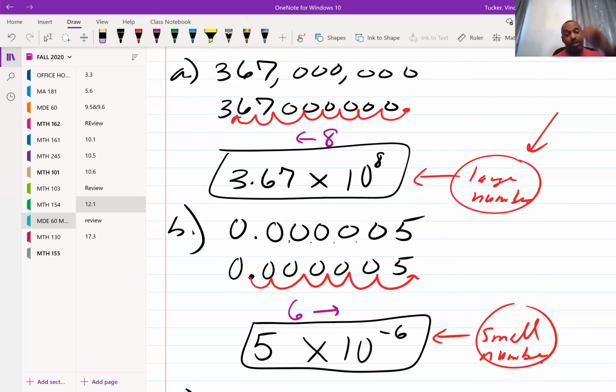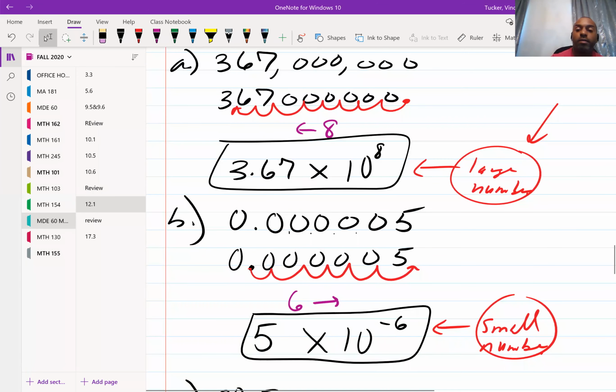Or some people just want to say, if I move the decimal to the left, it's going to be positive. If I move the decimal to the right, it's going to be negative. Whichever way helps you to remember best, most definitely adopt that thought process. Any questions on that? All we're doing is moving the decimal to the right or left, and adjusting the exponent accordingly.